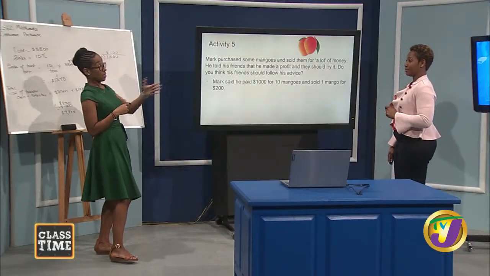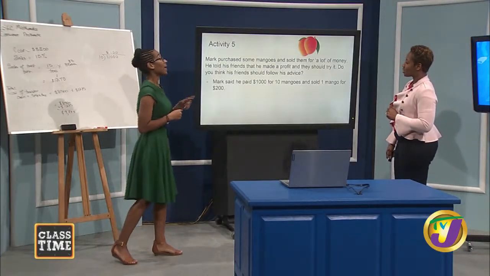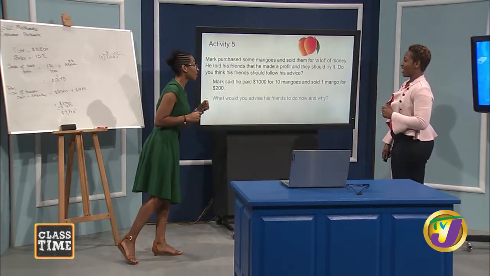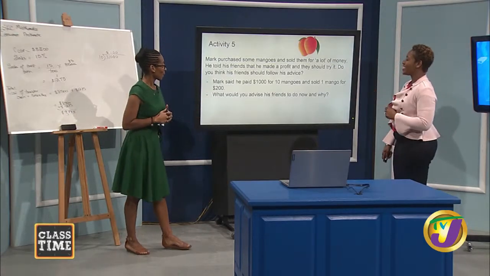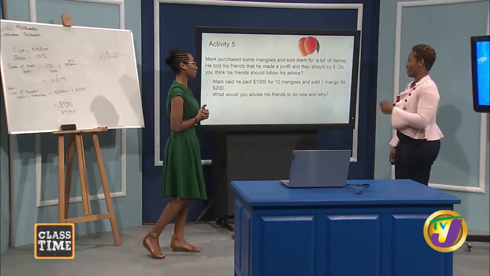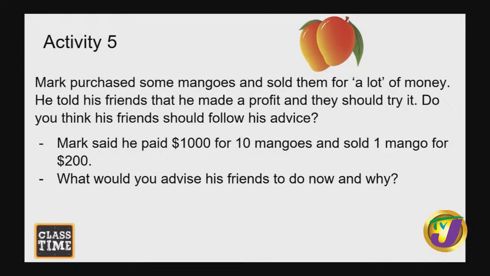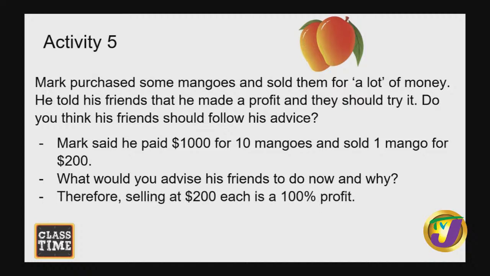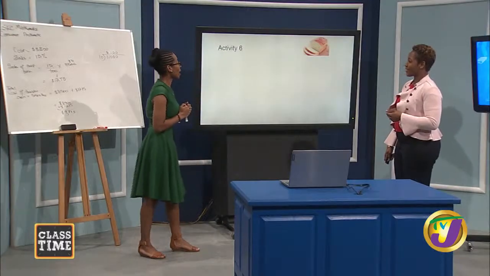He made money. Double it. I need to meet Mark in real life. So I can definitely tell Mark's friends that they can try this. Hopefully the mangoes are good and people still want mangoes. So selling at $200 each is a 100% profit, which is double the money. Mark can make money out there. Mark is a smart boy.